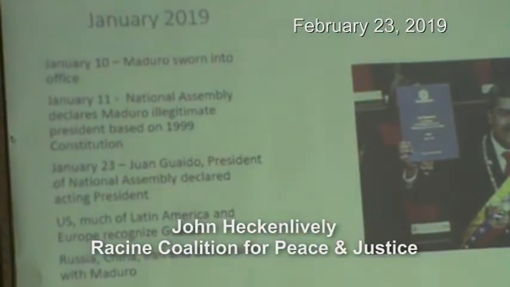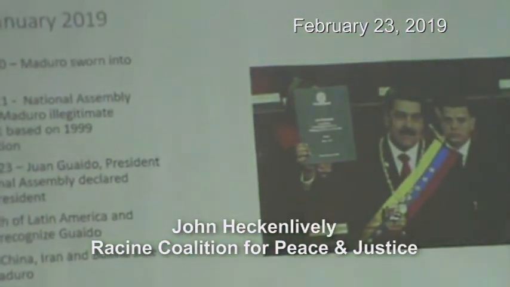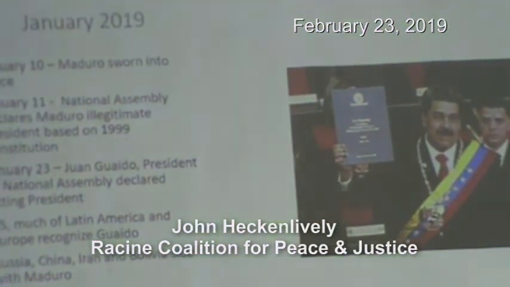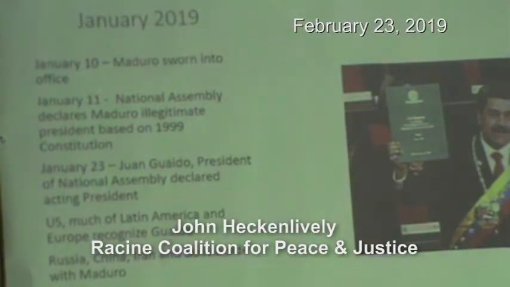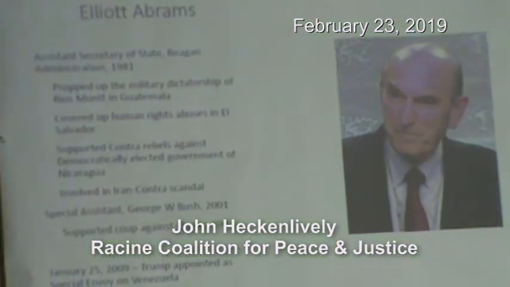Maduro has the Russians, the Chinese, Iran, and Bolivia on his side. So why are they siding with him? He's elected. Guaido is not elected. I mean, technically Guaido is elected, but I think he got 26%. As Elena pointed out, if you want to know where the United States government is coming from, the simple fact is that they chose Elliot Abrams.